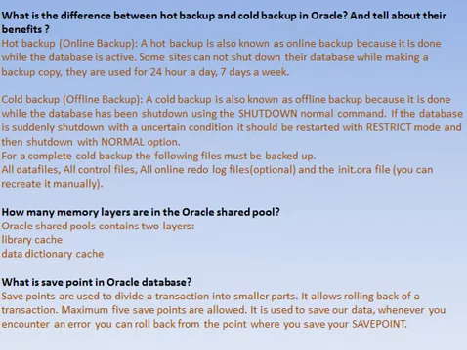How many memory layers are in the Oracle Shared Pool? Oracle Shared Pool contains 2 layers: library cache and data dictionary cache. What is a save point in Oracle database? Save points are used to divide a transaction into smaller parts. It allows rolling back of a transaction. Maximum 5 save points are allowed. It is used to save our data. Whenever you encounter an error, you can roll back to the point where you set your save point.